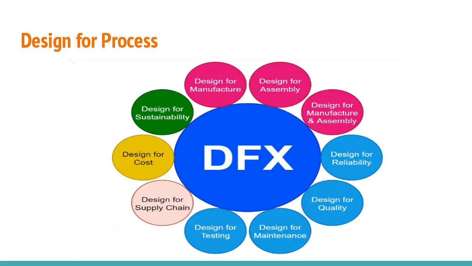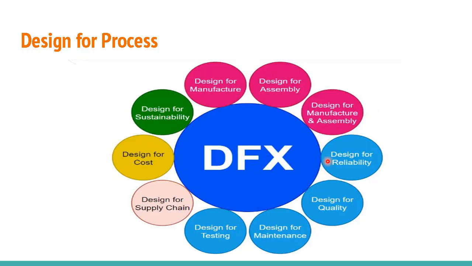So design for a process, DFX, design for X. We will go through them one by one. The first one is design for manufacturing. The next one is design for assembly. The third one is design for manufacturing and assembly.